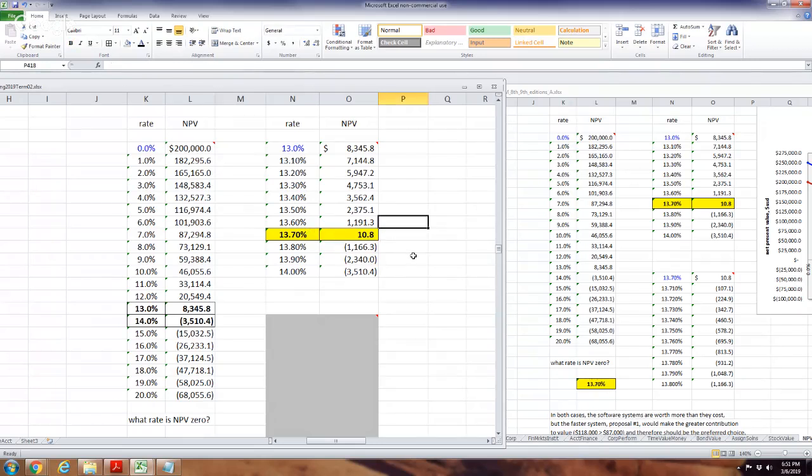For whatever reason, did I stop there for some reason? I don't know why that's highlighted like that. 13.7. Oh, okay, I see what happened. We'll look at this in a second. But yes, certainly between 13.7 and 13.8 is where your answer is. But it was so close to 13.7, we just kept that. I think that's what happened.